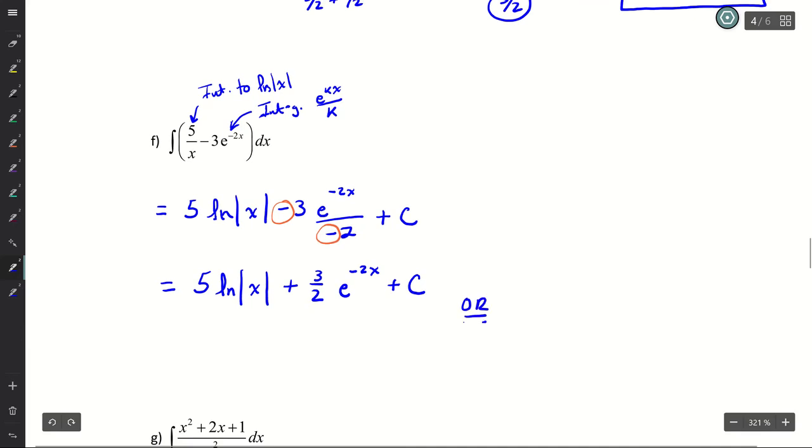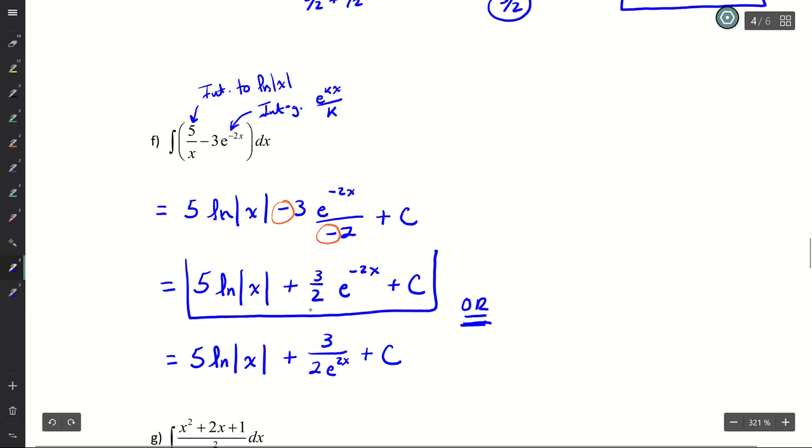Okay, so I'm going to put on here an alternate answer if you want to, but also tell you you absolutely do not have to do this because you don't know what x is. So we could also write this as 5 plus natural log absolute value of x, and then 3 over 2 e to the 2x, and then plus c. But conventionally, we normally just leave it right here.